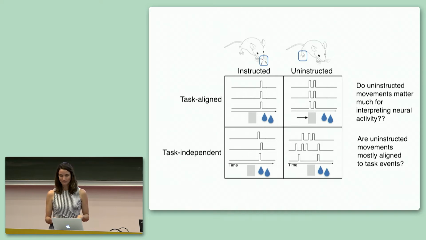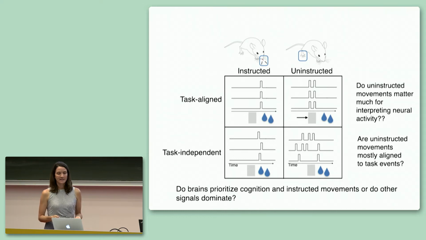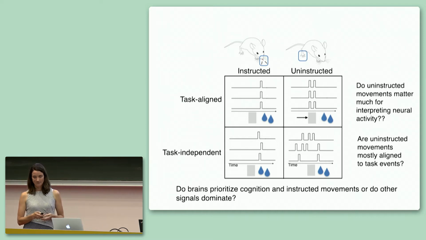trial to trial. So the question that we set out to answer with this set of experiments that I'll tell you about is, do brains prioritize cognition and instructed movements, or do other signals dominate?